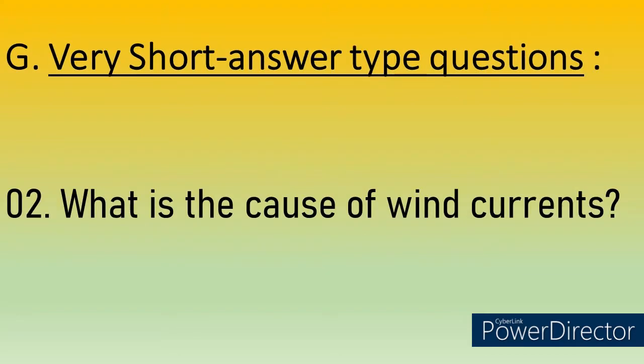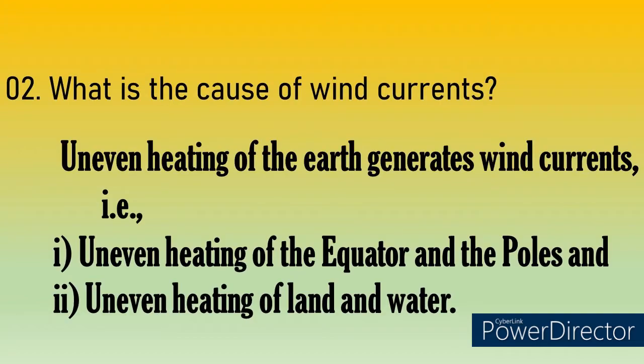Then the second question, what is the cause of wind currents? The cause of wind currents is none other than uneven heating. In one particular place there is more temperature, whereas in the surrounding there is less temperature. This is the main reason. Uneven heating of the earth generates wind currents. That is uneven heating of the equator and the poles, and uneven heating of the land and water. So in two ways you come across uneven heating.